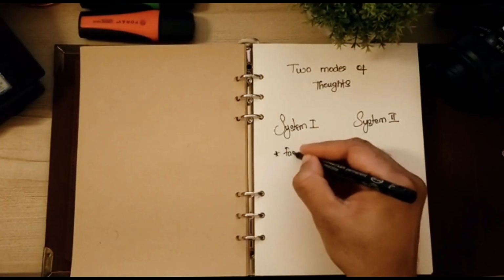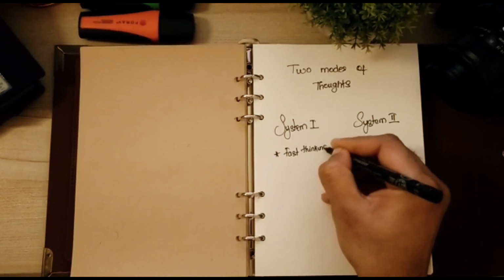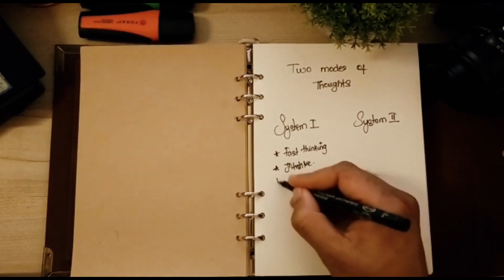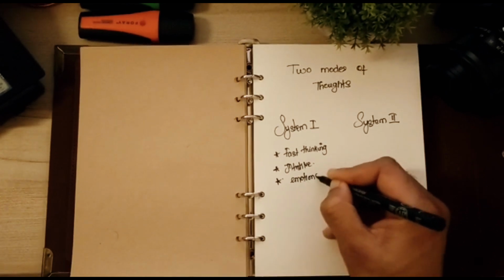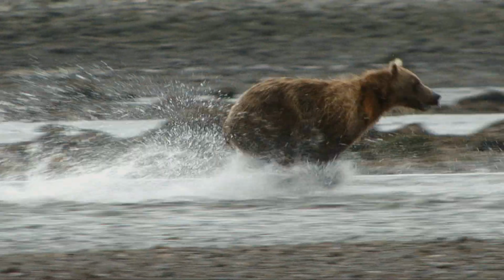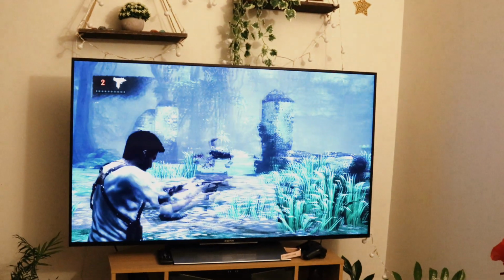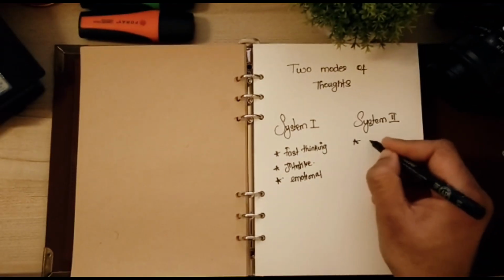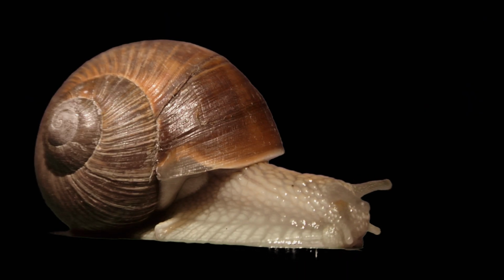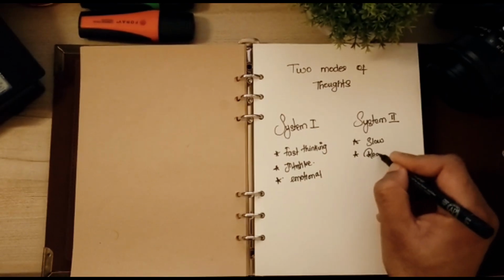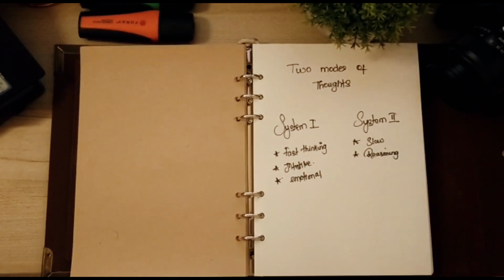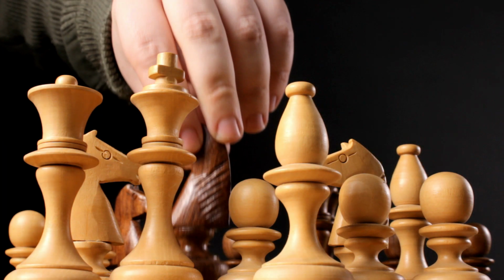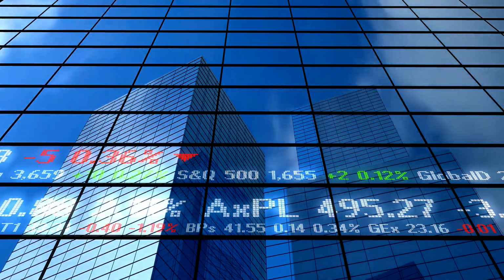90% of the decisions that we take are based upon System 1, which is fast, intuitive, and more emotional. A real life example of using System 1 is when you're chased by a bear, or playing a video game of your choice where you need to take an immediate action. On the other hand, System 2 is more slow, deliberative, reasoning, and more logical. An example would be rationalizing your move while playing chess or investing in the stock market.